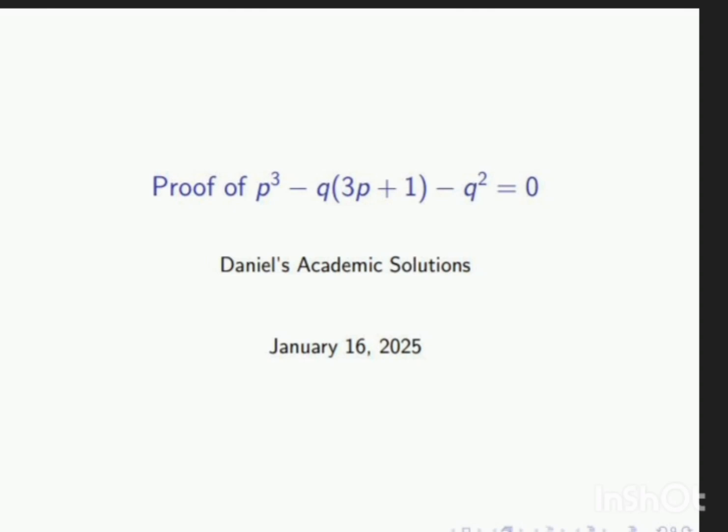And this question is from a quadratic root, and we are to prove that p raised to the power 3 minus q into brackets 3p plus 1 minus q squared is equal to 0. So let's dive into the steps in the solution to the question.